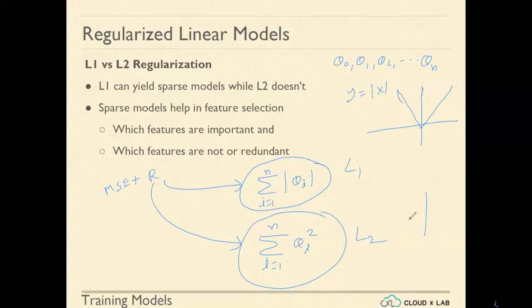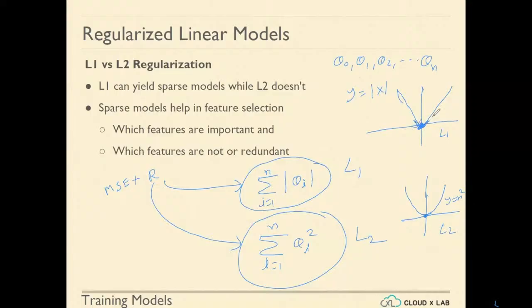Y is equal to x square, we also know, right? This is y is equal to x square. Here we are taking L2 norm and here we are taking L1 norm, right? So as you can see here, if we minimize this L1, then this point is the minimum point, right? Here, this point is the minimum, right?